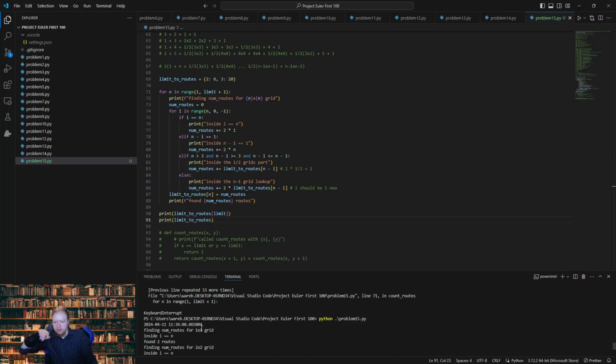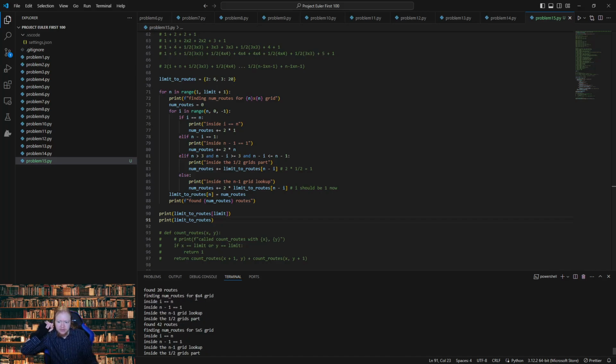So, finding num roots for a 1 by 1 grid, found 2 roots. That is correct. For a 2 by 2 grid, inside n equals 1, inside n minus i equals 1, found 6 roots. That is correct. For 3 by 3, we went inside the i equals n, inside the n minus i equals 1, and inside the n minus 1 grid lookup. That's exactly what we expected. We found 20 routes. That's the correct answer.